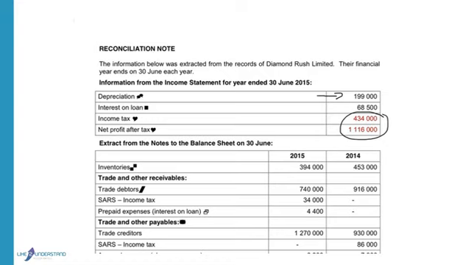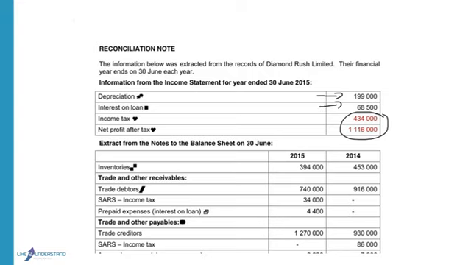Then interest on loan is shown separately on the cash flow statement. So because it's shown there as an outflow of money, we can't take it as an outflow of money on the income statement as well. Therefore, the interest on loan will be added back.